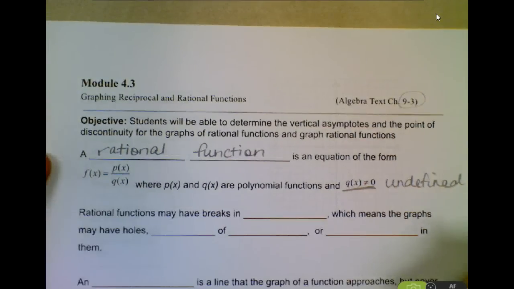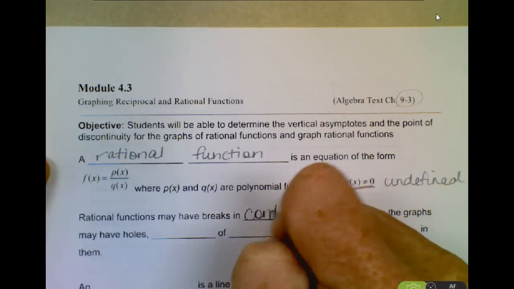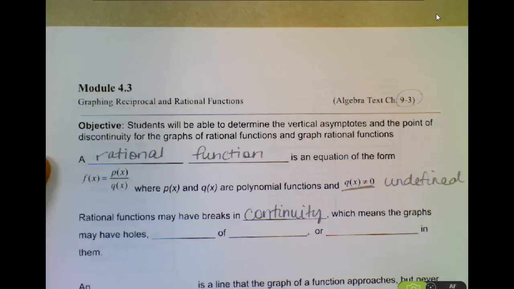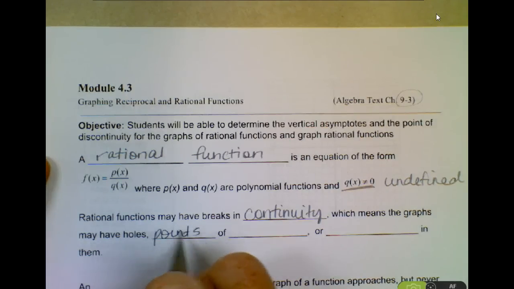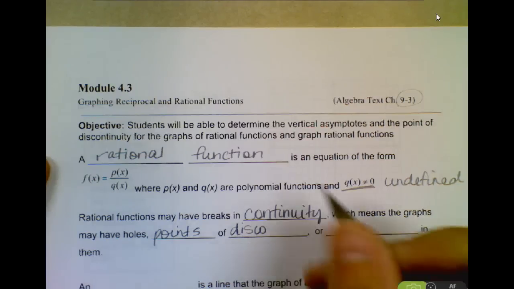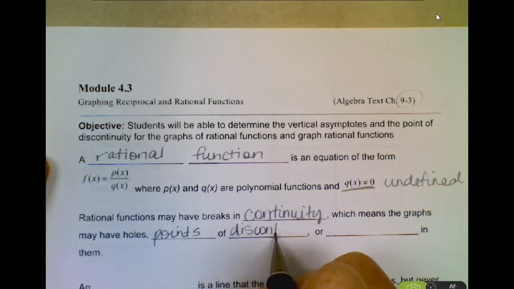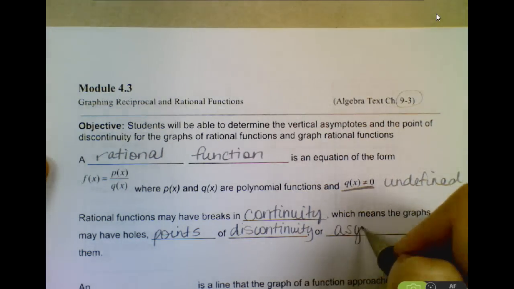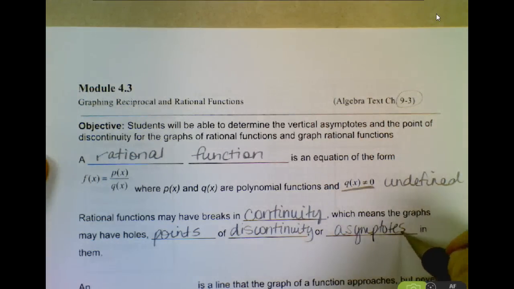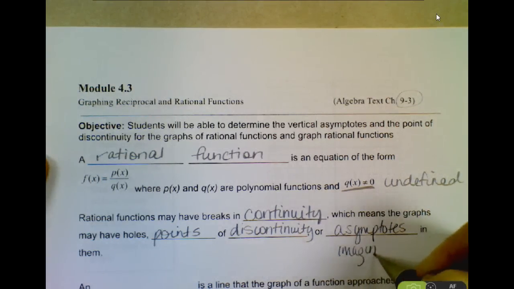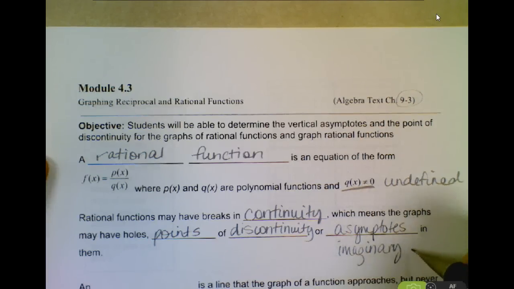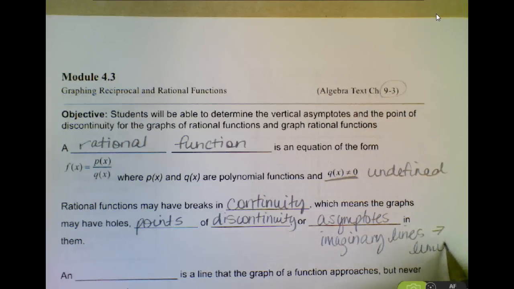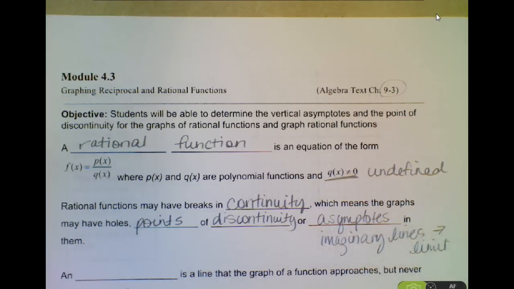Rational functions may have breaks in continuity, which means the graphs may have holes, points of discontinuity. So if something's not continuous, it discontinues. Or asymptotes in them. Remember, asymptotes are imaginary lines. They're really imaginary lines, but they actually are a limit of where that graph can go. Okay?